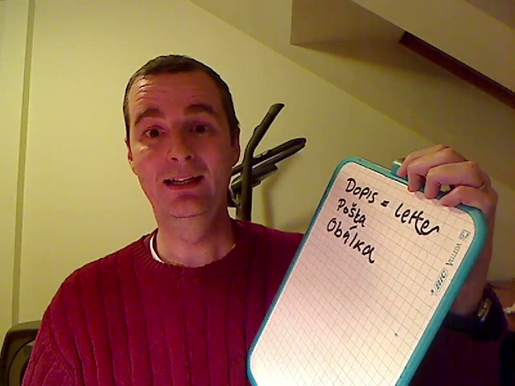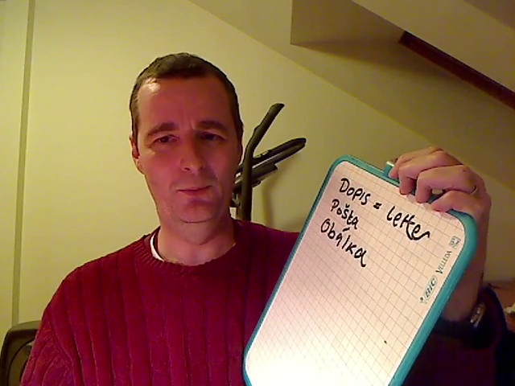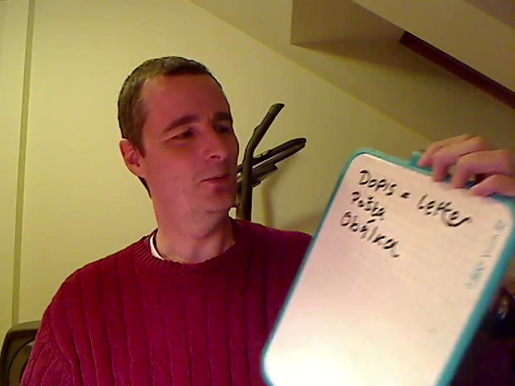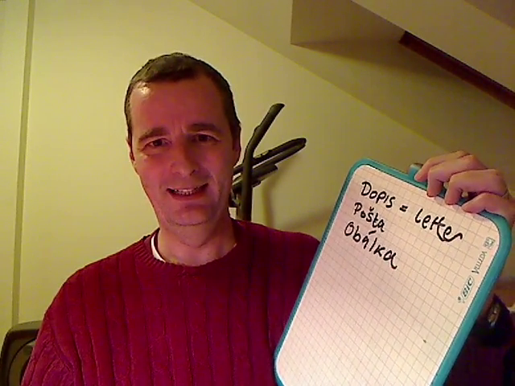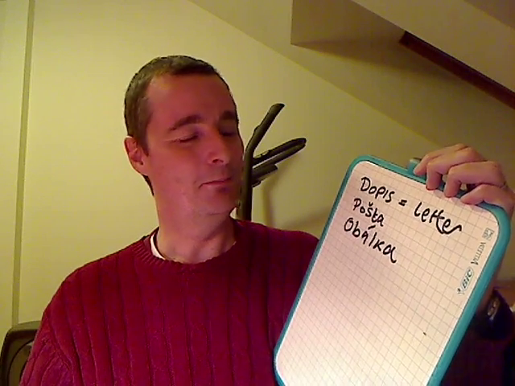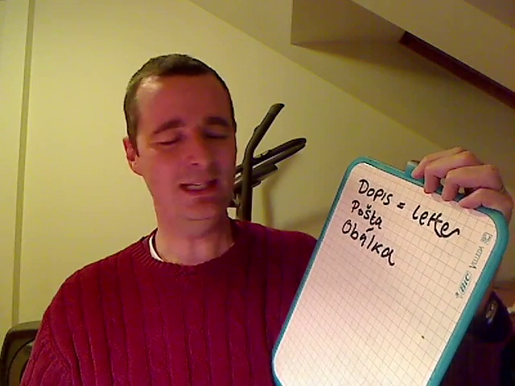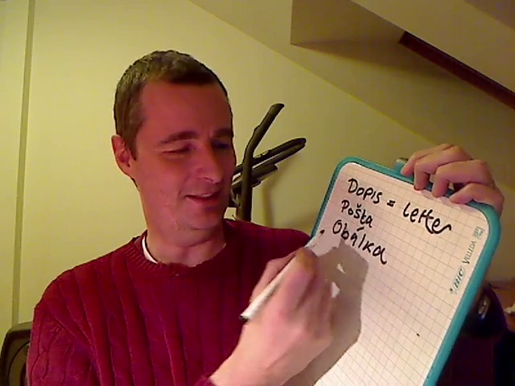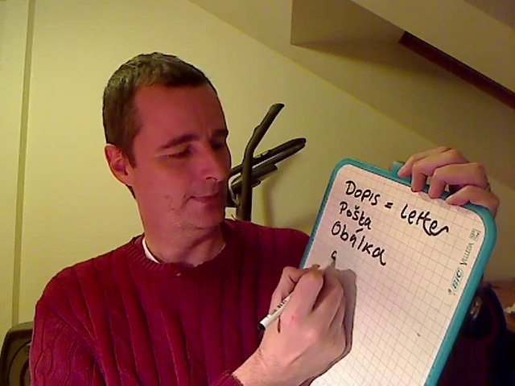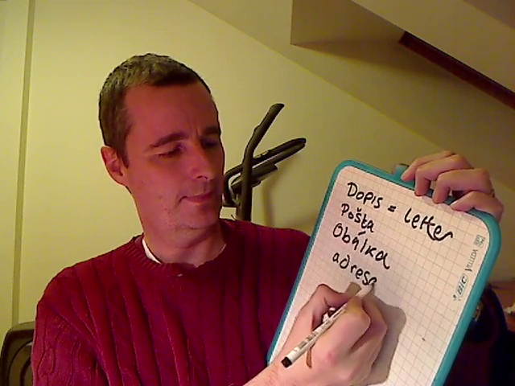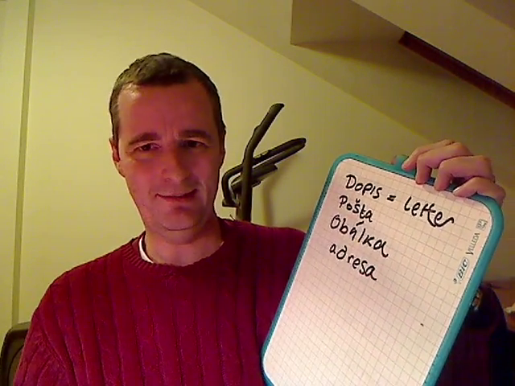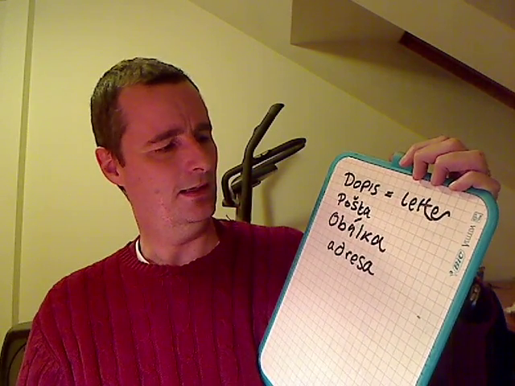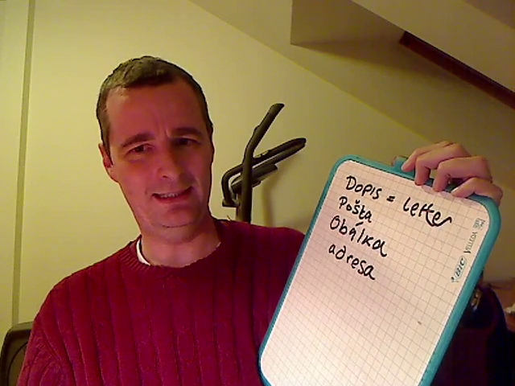So where do you take the dopis? To the pošta. And what is the dopis in? It's in an obálka. So when your dopis is in an obálka and you take it to the pošta, what do you need on the obálka? Well, you need an address, which in Czech is what? Adresa. And where will the adresa be? On the obálka.